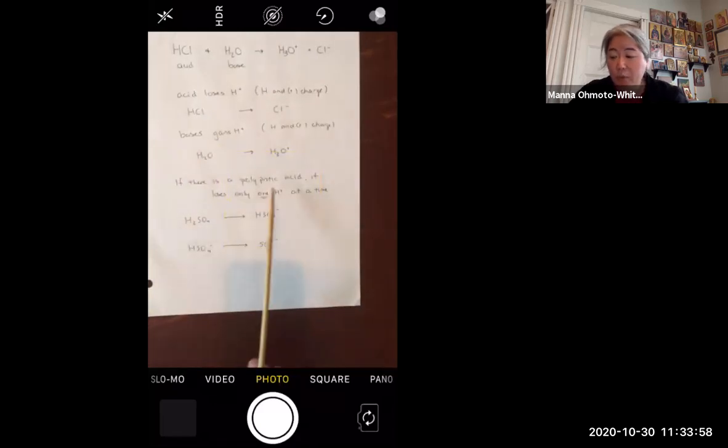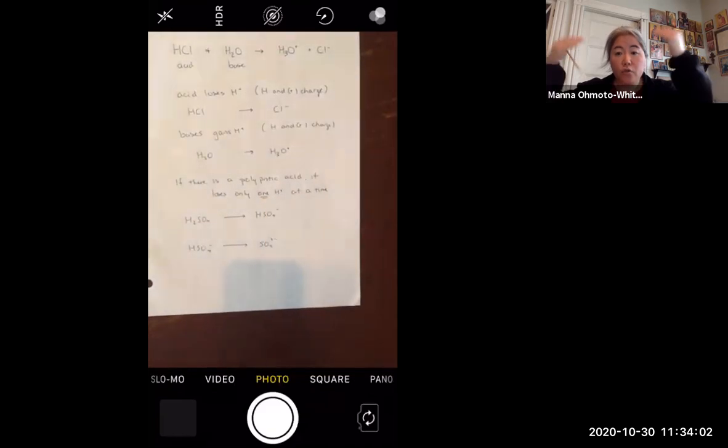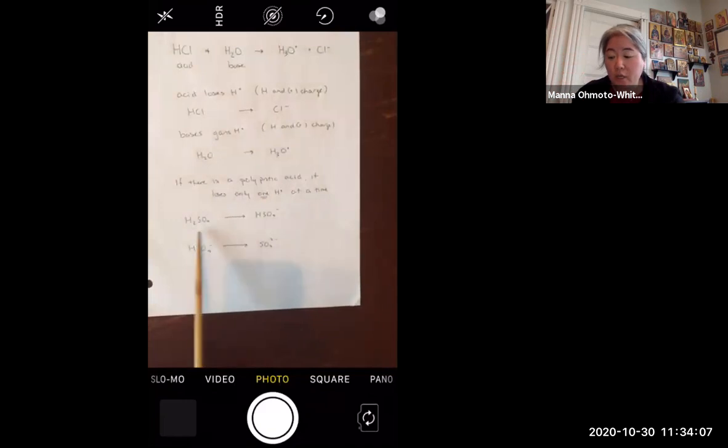If you have a polyprotic acid, it loses only one proton at a time. So it goes through successive deprotonations, or losings of the proton. If I have something like H2SO4, which, because it has a 2 subscript right here, tells me it could possibly lose 2 hydrogen ions, it in fact loses them in 2 steps. The first step, it loses its proton to become HSO4 minus, and then HSO4 minus can lose that additional proton to become SO4 2 minus.